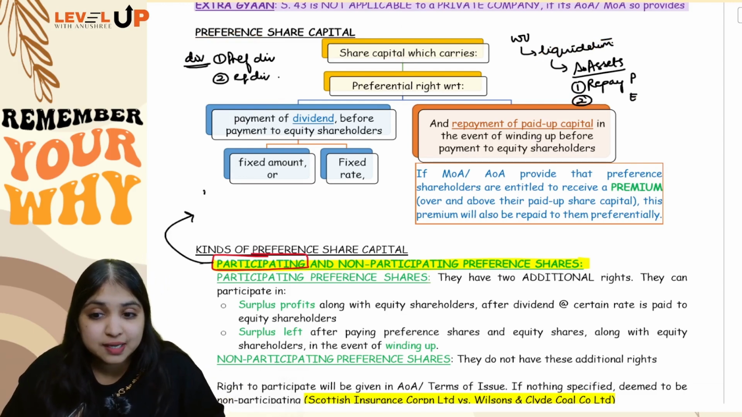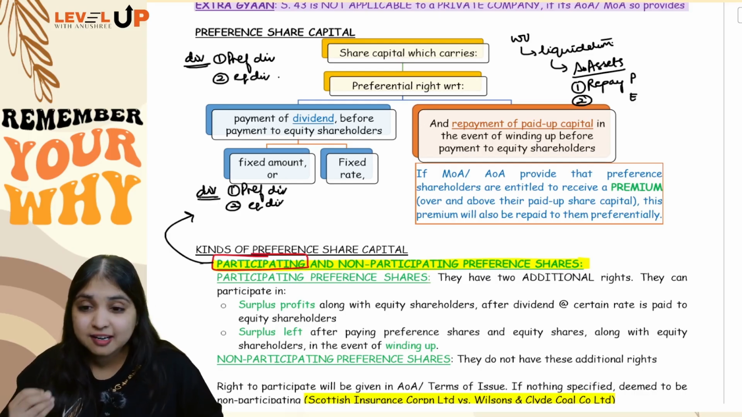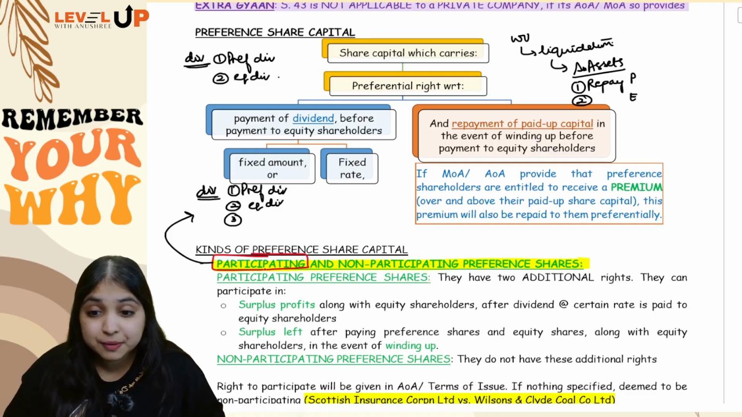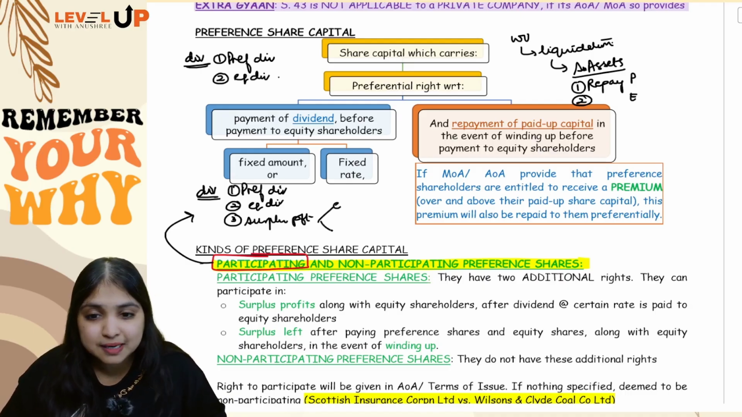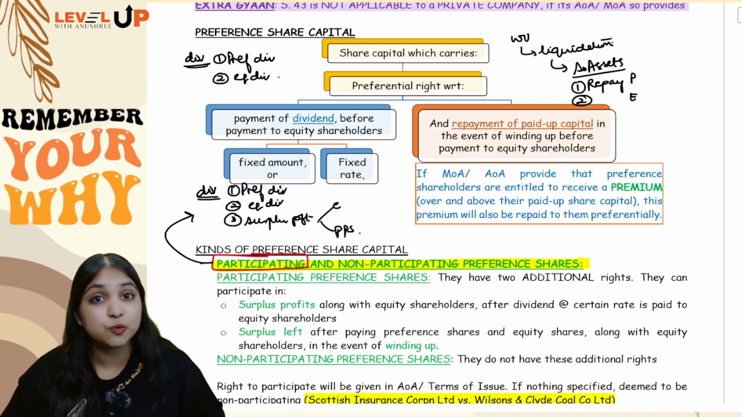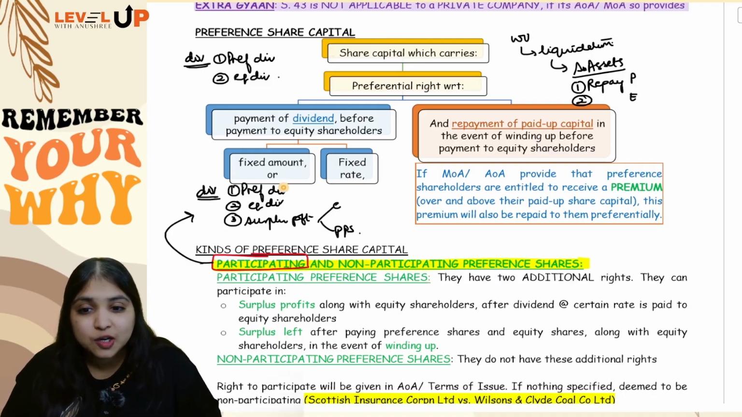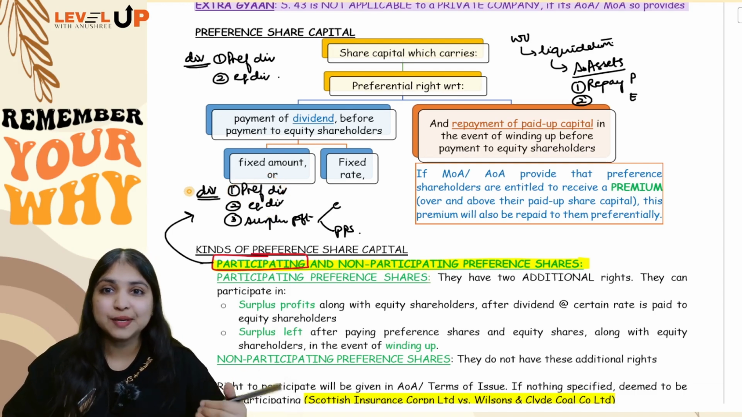Number one, whenever the company declares dividend, the company will first pay preference dividend at the fixed rate, then the company will pay equity dividend at a certain rate. Generally, the entire balance profits are for the equity shareholders only. But if the preference shares are participating preference shares, in the surplus profits of the company, the equity shareholders will anyways participate, and the participating preference shareholders will also participate. So participating preference shares are getting an extra right. Not only will they get fixed preference dividend, but they will also participate along with the equity shareholders in the surplus profits.